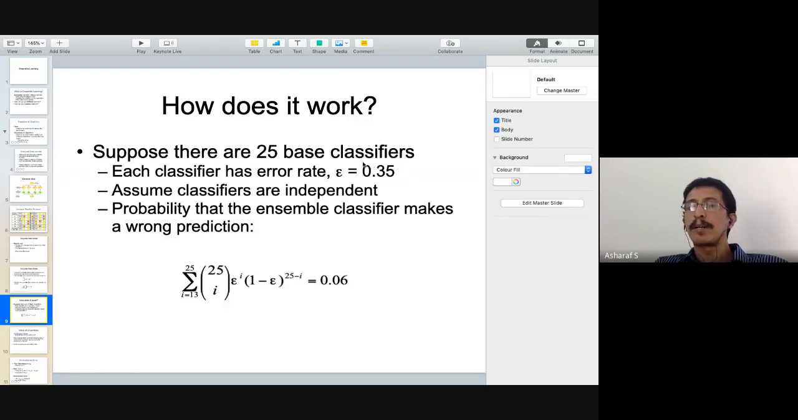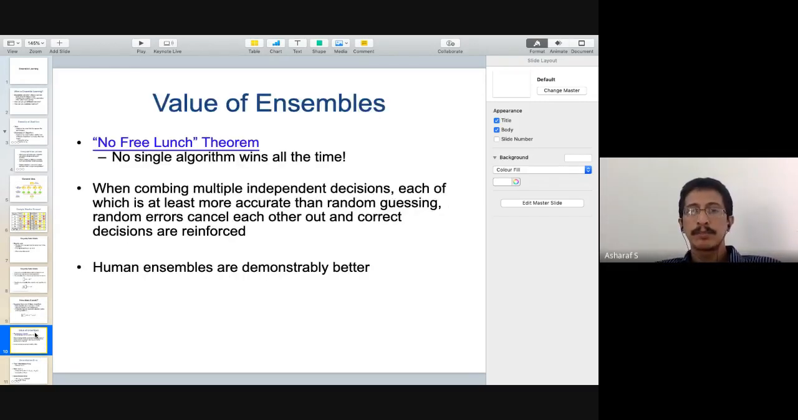So you combine 25 base classifiers with 65% accuracy, and the probability that the ensemble will go wrong is only 0.06. When combined, you get an accuracy of 99.4%. This is the beauty of ensemble classification, or ensemble learning. The ensemble will always do better than the individual ones.